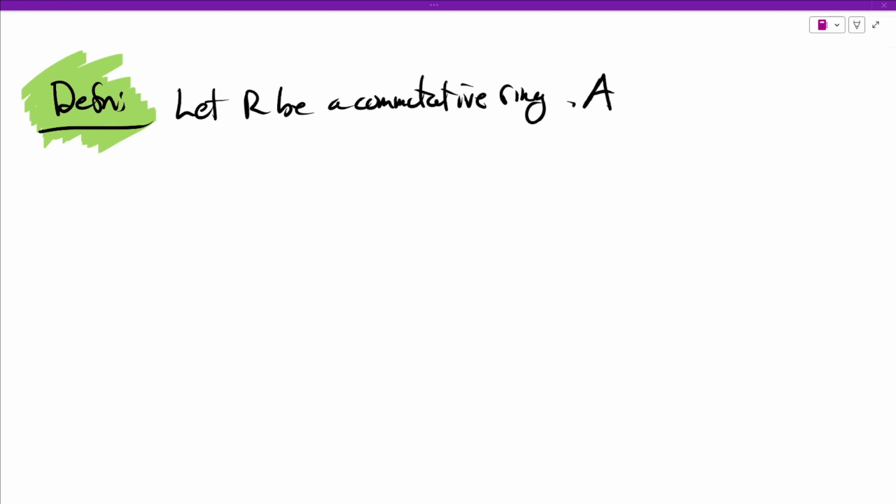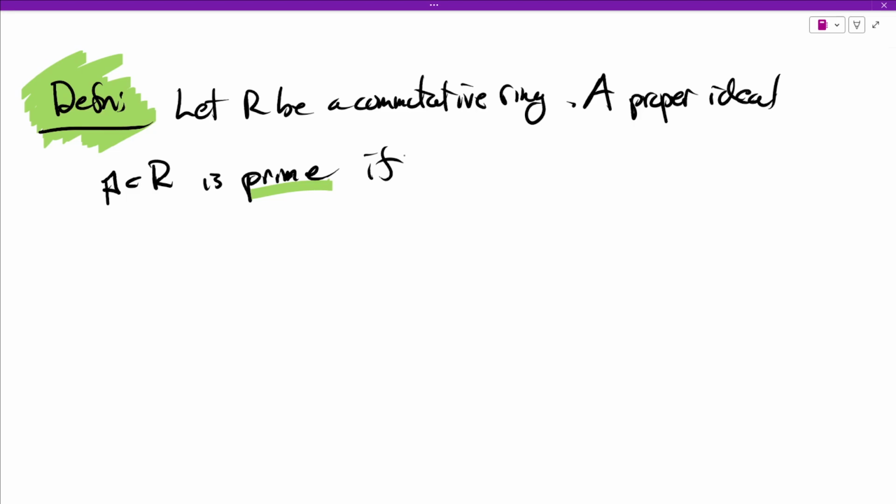We're going to turn our attention to certain special types of ideals. So let R be a commutative ring. An ideal, we're going to use a special font. This is called the Fraktur font. So P in R, a proper ideal, so it's not allowed to be equal to R, is called prime, or a prime ideal, if it satisfies a very familiar looking expression.